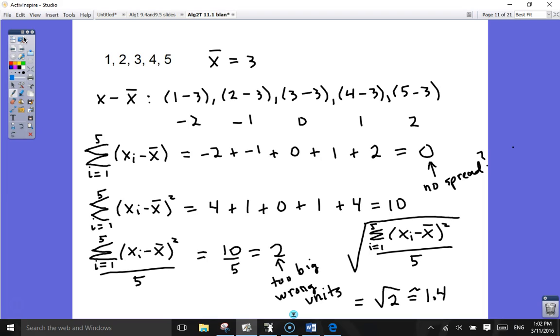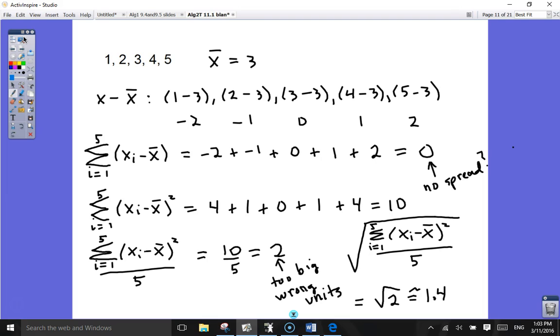10 divided by 5 is 2. Is 2 representative of all 5 of those values? Not really. It's a little bit too big. That was the most different that 2 of them were. And besides the fact that it's probably too big, the units are wrong now. Because I squared this, let's say I was doing this as waiting times, which were measured in minutes. These are all minutes squared.